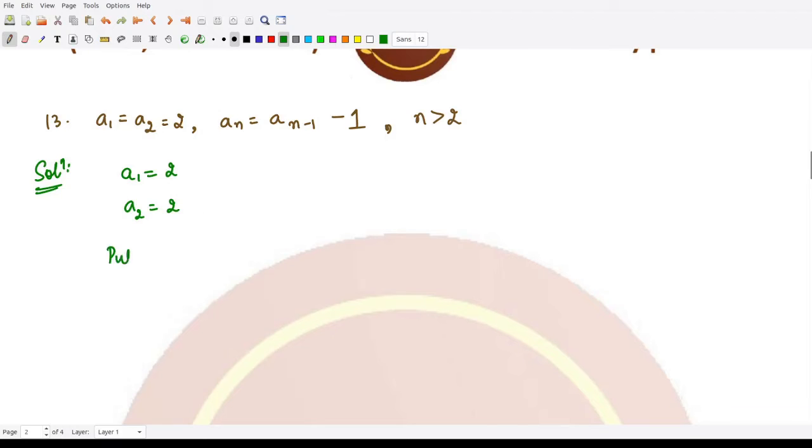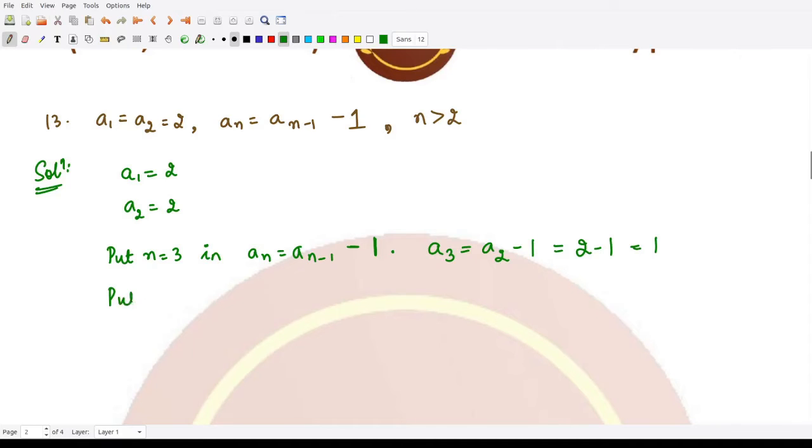For the third term we need to put n is equal to 3 in the general term, which is an is equal to an minus 1 minus 1. So this term is different from this subscript. So make sure you write the terms correctly and do not mix them. Okay, so when we substitute n is equal to 3 here and here, let's see what do we have. We have a3 is equal to a2 minus 1, and we know the value of a2 is 2, right? So we just substitute it here so that we have a3 as 1.